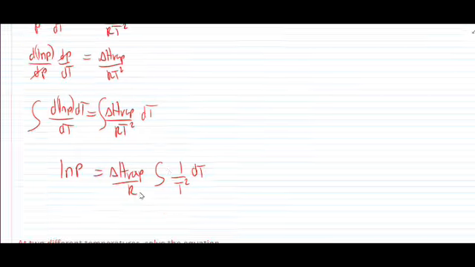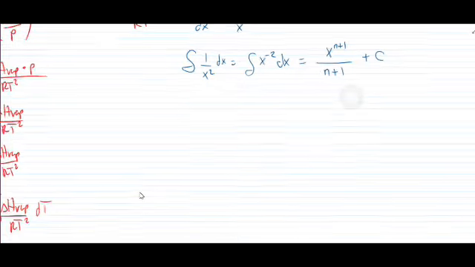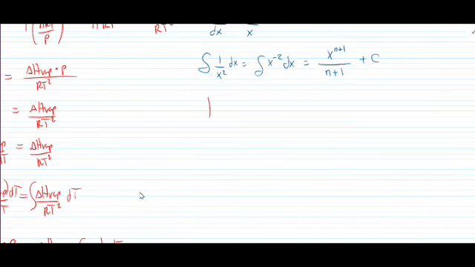Our helpful expression number 2 comes into play here, because now I can say that ln of P is equal to the molar heat of vaporization divided by R, times that integral we had, 1 over T squared, which is T to the minus 2. It actually simplifies to T to the minus 2 plus 1 over minus 2 plus 1, plus a constant.